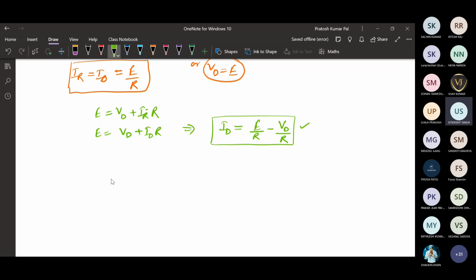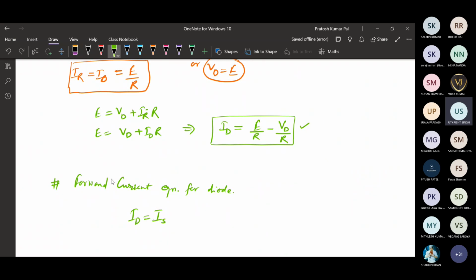Similarly, another equation is the current equation for the diode. The forward current equation for the diode is basically ID is equal to IS.